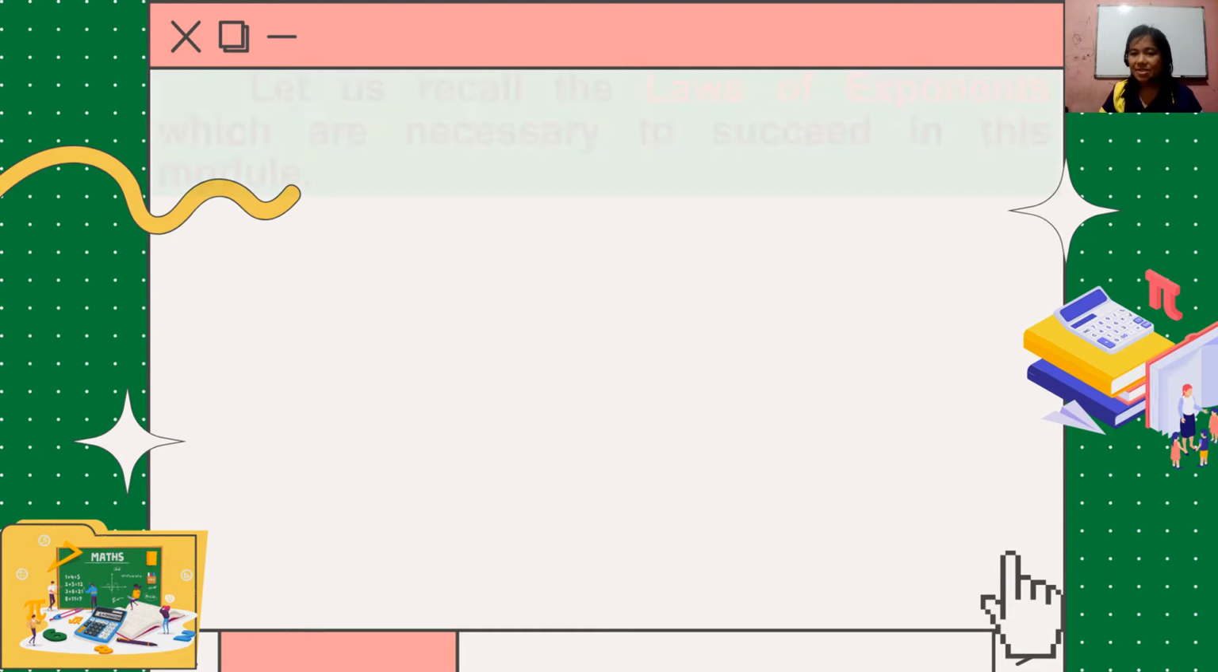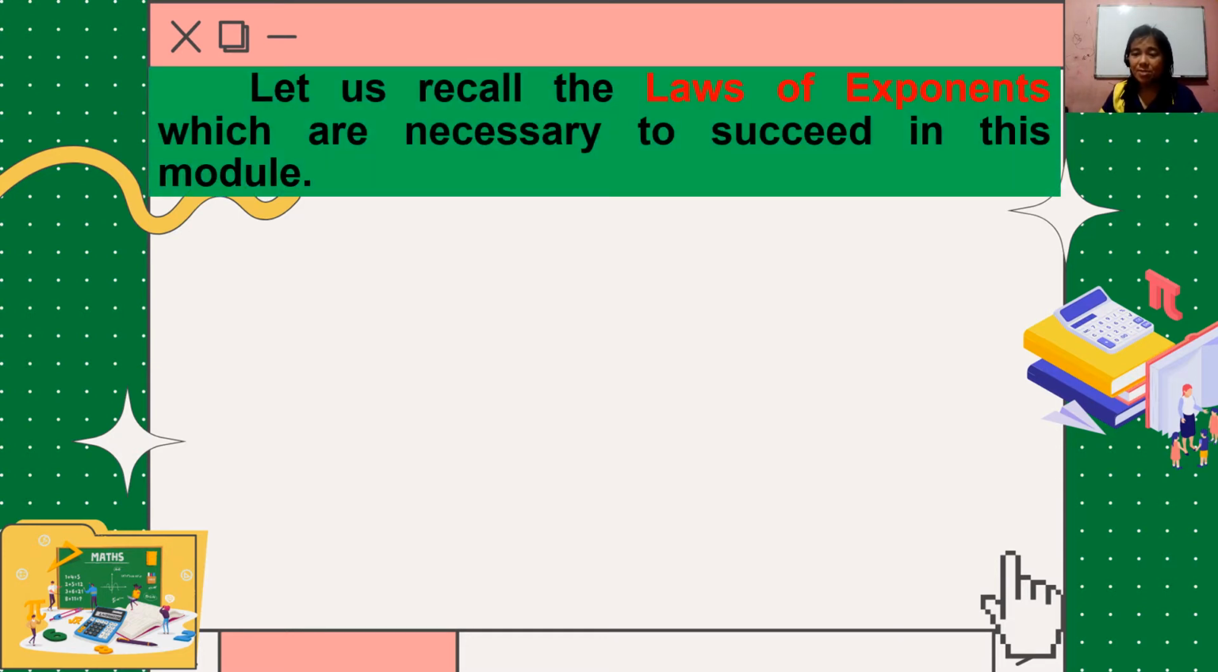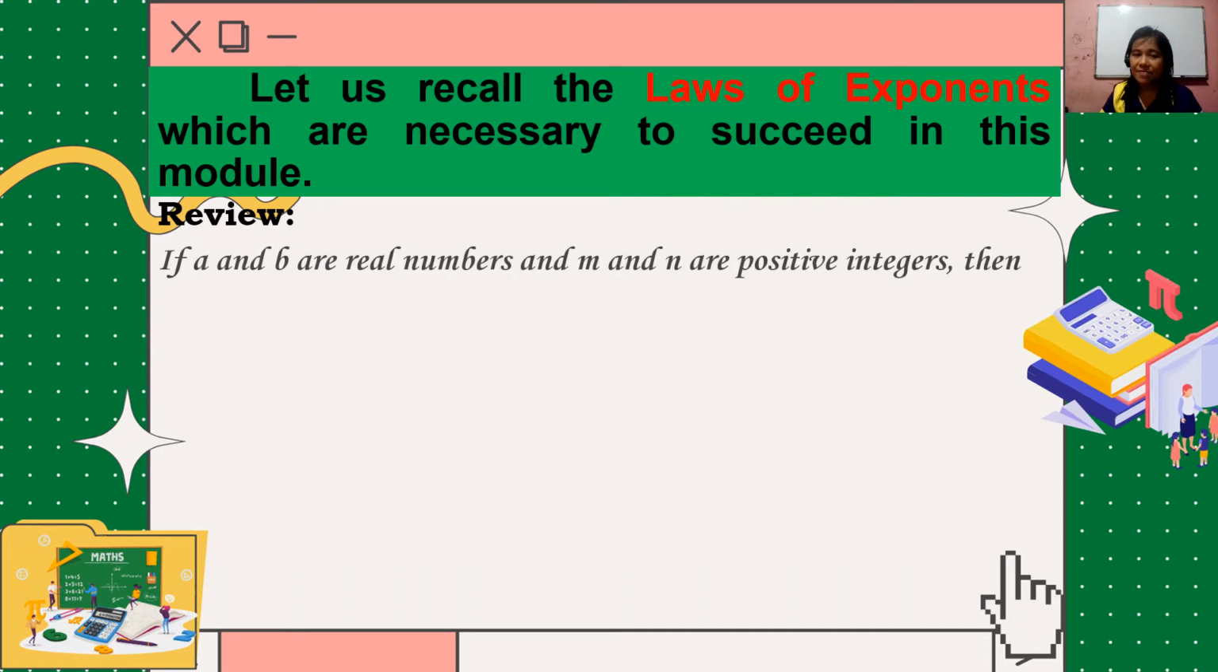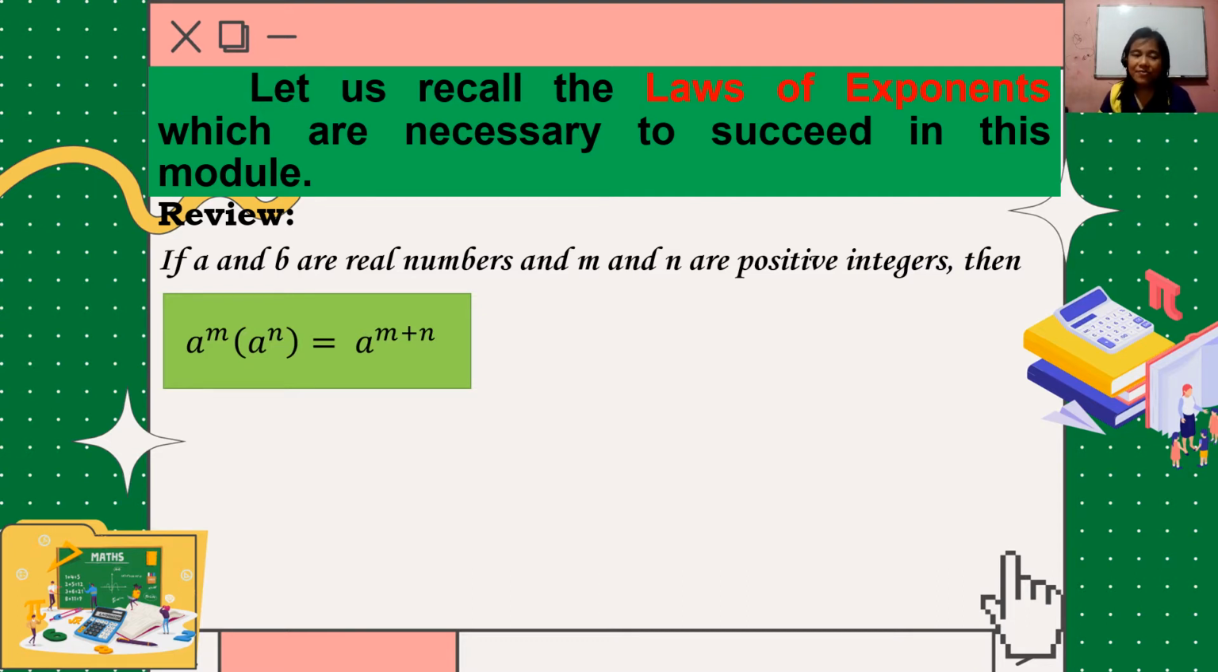In your grade 7, you learned already some laws of exponents, and here we will recall the laws of exponents because these are very essential in succeeding this module. Okay, so review that if a and b are real numbers and m and n are positive integers, then the first law states that a to the m times a to the n is equal to a to the m plus n.